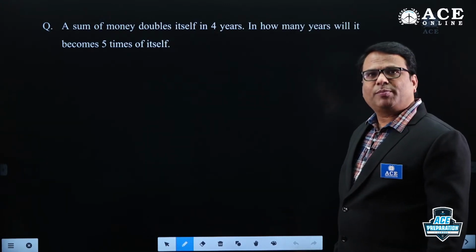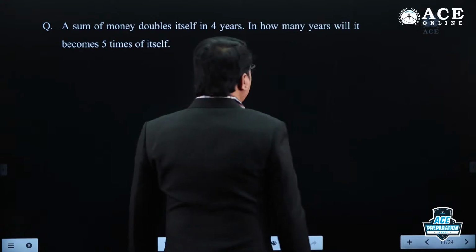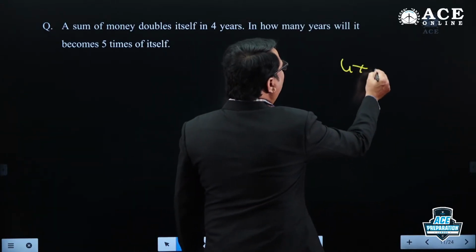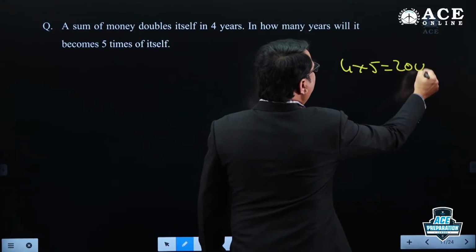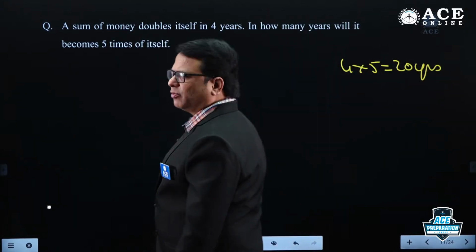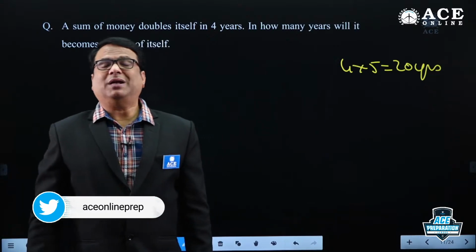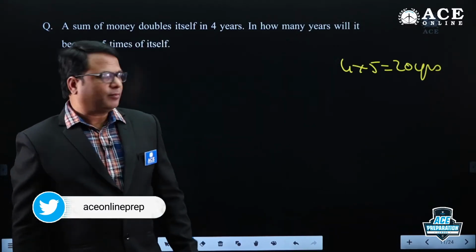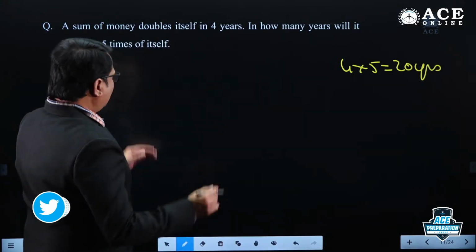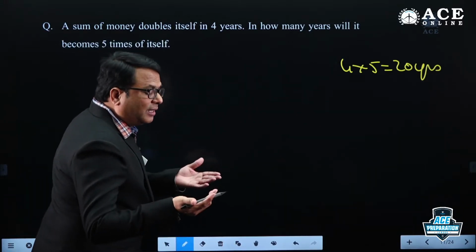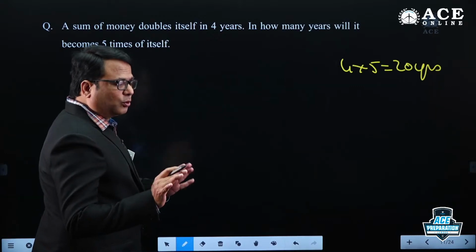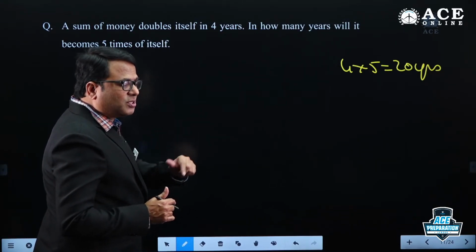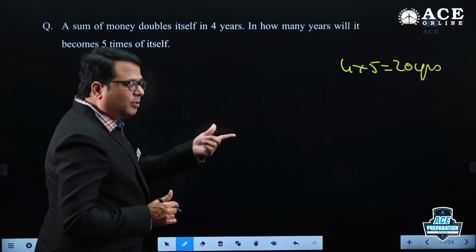Then most of the people will do like this. Double in 4 years, so 5 times means 4 into 5, 20 years. This is the answer most of the people would like to take. But this is very much wrong. Now I tell you how to do it. When money becomes double, interest is how much? 100%. I told you when a sum becomes n times of itself, interest is (n minus 1) into 100%.